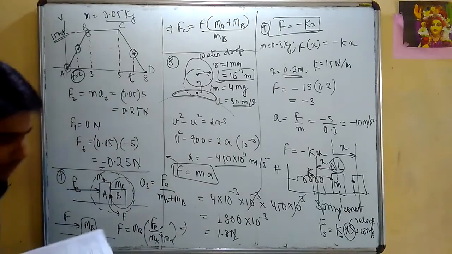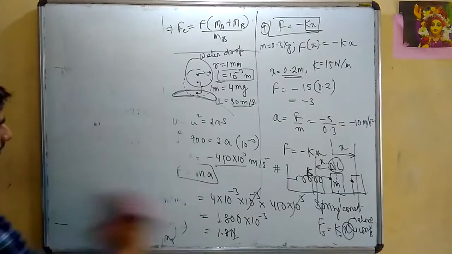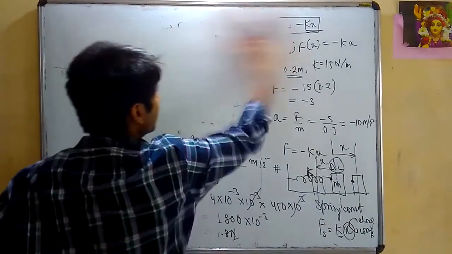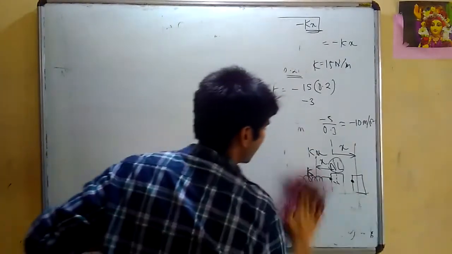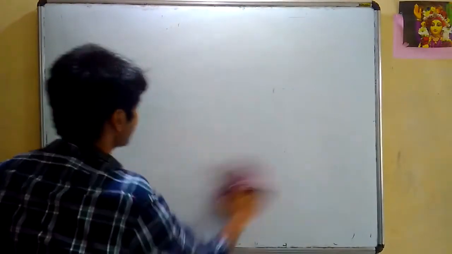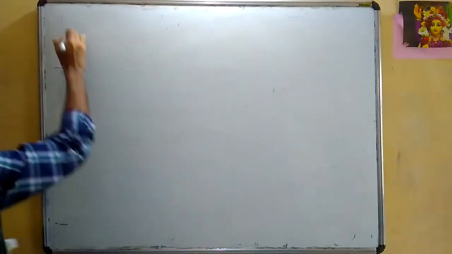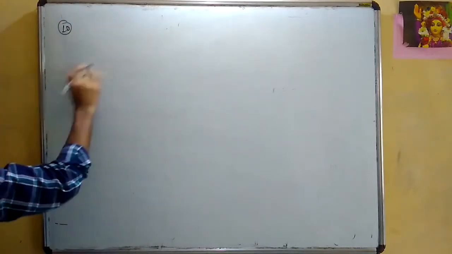Now let us go to the next problem very quickly. I'll erase the board. So we have covered up to question number 9. We'll start with question number 10. So question number 10 is, if you see, there are two springs and a block is connected in between. Let us talk about question number 10.